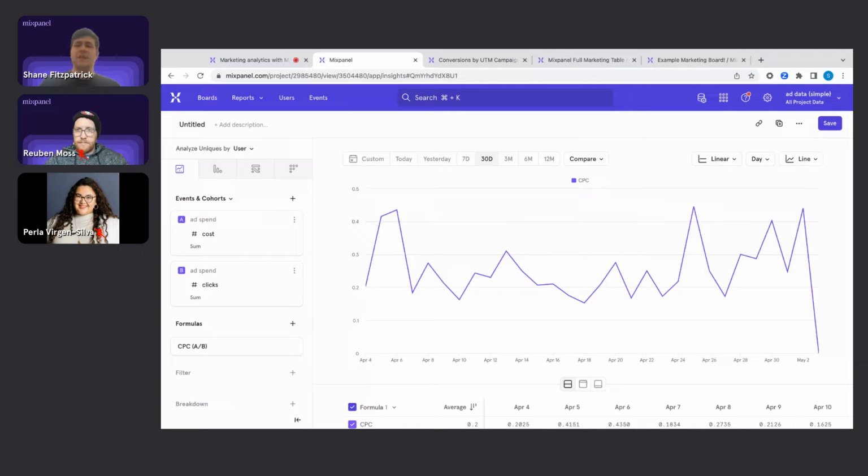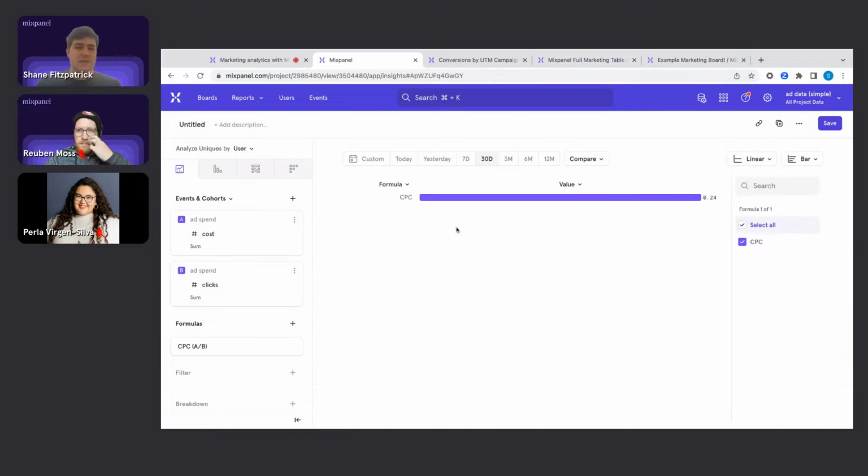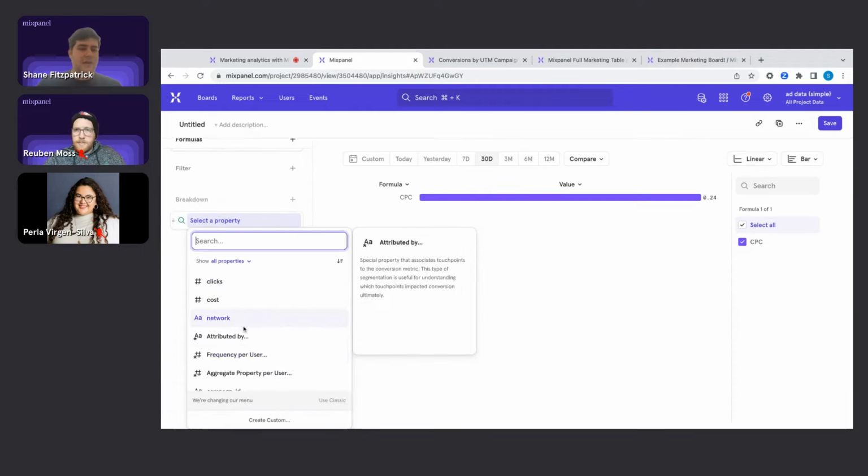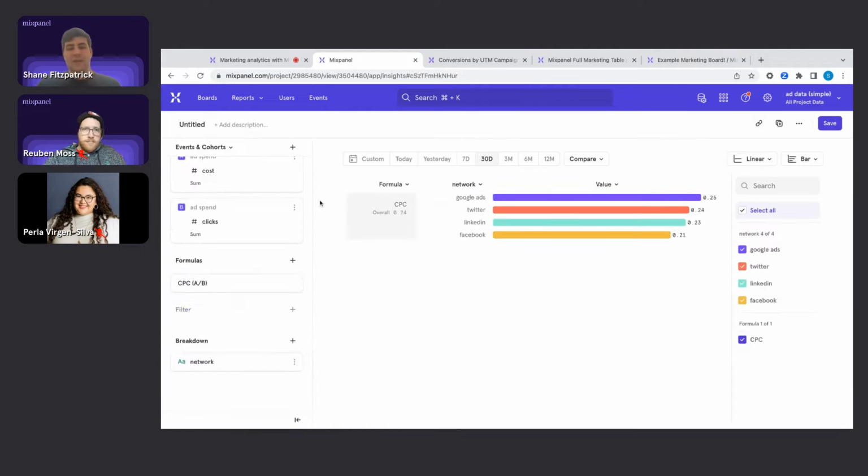Something else that's very interesting, and a key differentiator for Mixpanel from, say, Google Analytics, is something like this. Let me switch over to a bar graph to make this abundantly clear, and let me break down by network here. You might be wondering what this network is. Well, it's which ad network this ad data came from. You'll notice I'm ingesting from 4 ad networks here. And I can see side by side where I am spending ad dollars most efficiently.